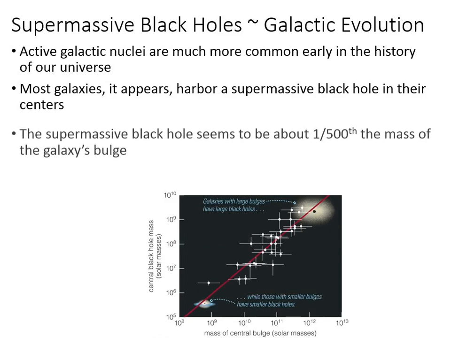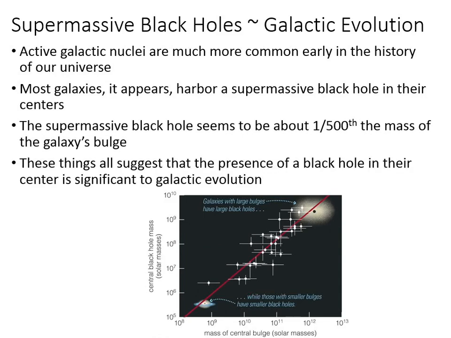So what does this do? This compares the mass of the central bulge of the galaxy with the size of the supermassive black hole, and it makes sense. Basically, the larger the black hole, the larger that bulge is. We've talked about the bulge in the center of spiral galaxies.